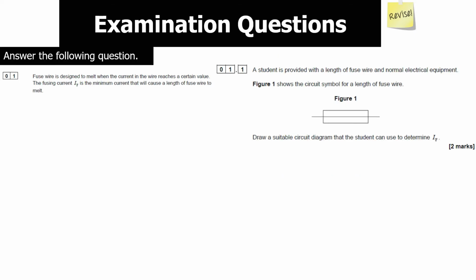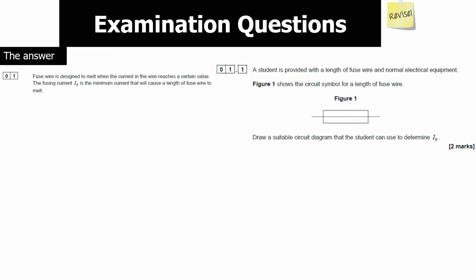The next question says, a fuse wire is designed to melt when the current in the wire reaches a certain value. The fuse current, IF, is the minimum current that will cause a length of fuse wire to melt. A student is provided with a length of fuse wire and normal electrical equipment. Figure 1 shows the circuit symbol for the length of fuse wire. Draw a suitable circuit diagram that the student can use to determine IF. So pause the video now, then unpause the video when you want to go through your answer.